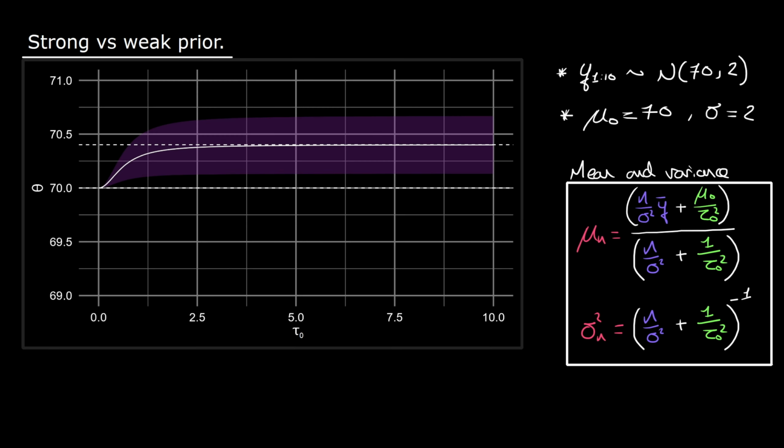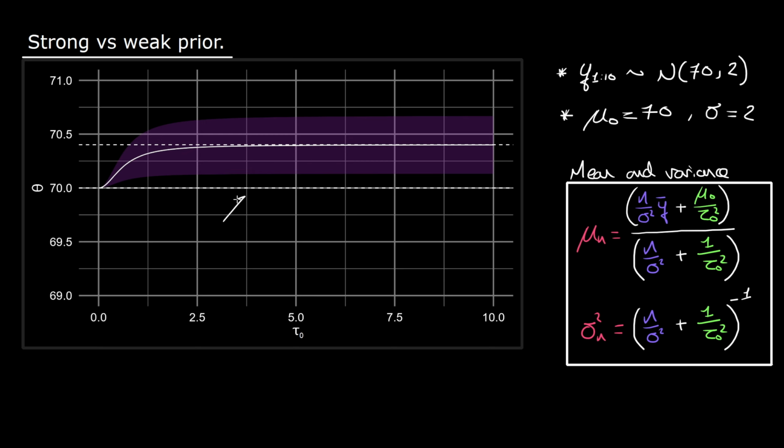By plotting the posterior distribution for theta, we can gain valuable insight into the Bayesian computation. The setup for the plot is as follows. Take 10 independent samples from a normal distribution, with a mean of 70 and a standard deviation of 2. Set the prior mean to 70 and the variance of the likelihood to 4. On the x-axis is the prior standard deviation, and on the y-axis is theta. Important reference lines have been plotted on the graph.